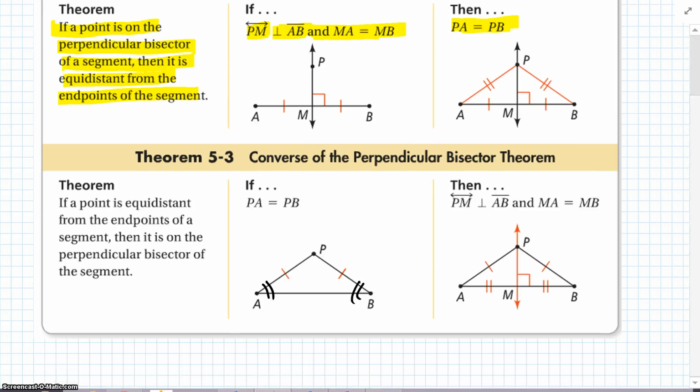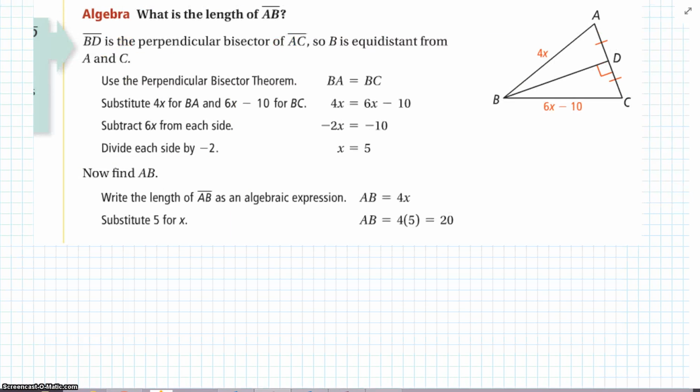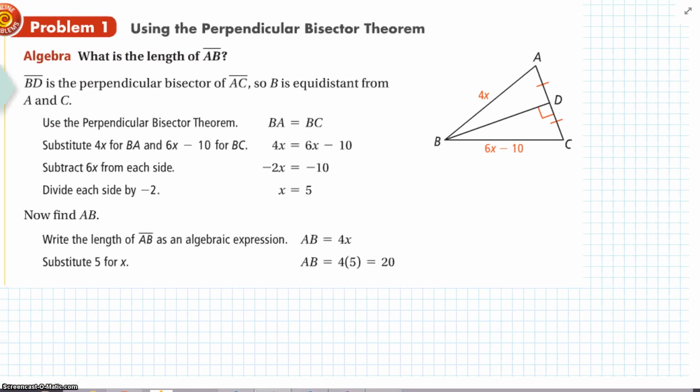The converse is this. If a point is equidistant from the endpoints of a segment, then it is on the perpendicular bisector of the segment. So if PA is equal to PB, then we know it is on the perpendicular bisector. So how does that help us solve some things? What is the length of AB?